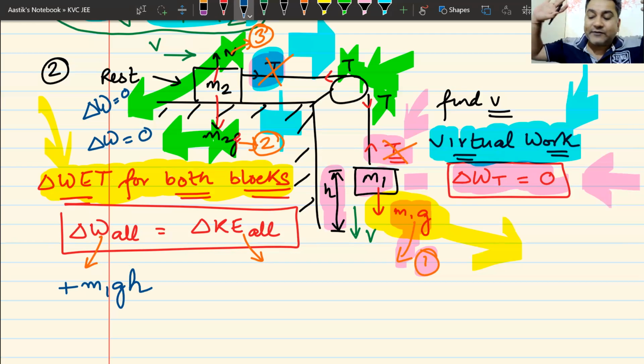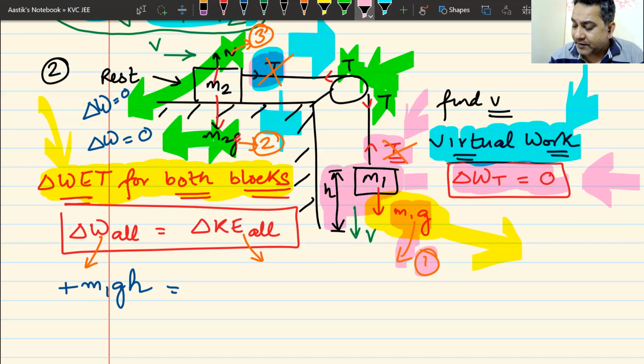Do we understand this? Can I have some raised hands? That we understand this? That is the only force that is doing work. Well done. Okay, good. Now that must be equal to the change in kinetic energy of both the bodies. Let us talk about body number one. Which is body number one? Body number one is our block M1.